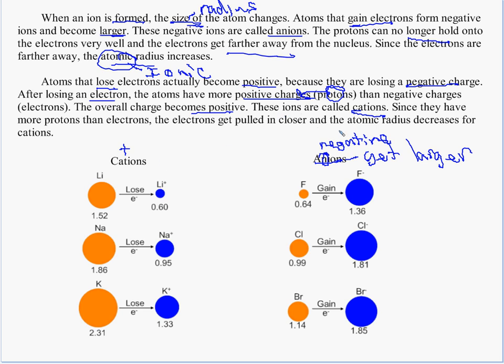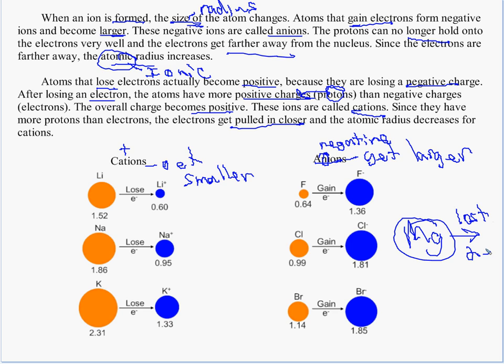Okay, so positive ions, cations, they're getting bigger. Or no, they're getting smaller. Cations get smaller because they're losing electrons. Since they have more protons than electrons, the electrons get pulled in closer and the atomic radius decreases. Makes sense. So what do you think would happen if I had like magnesium and it lost 2 electrons? What do you think would happen? You draw what you think that would look like. I'll see you in class.